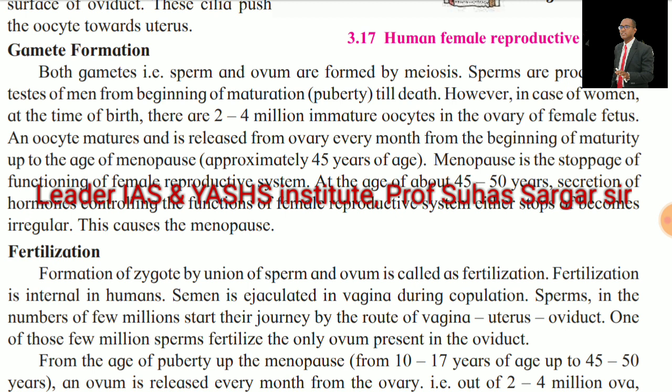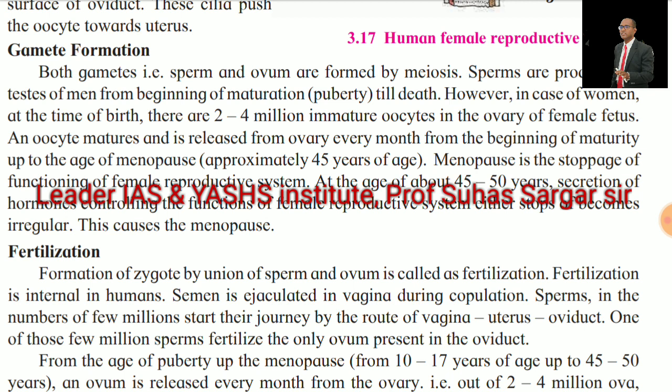Menopause is the stoppage of functioning of the female reproductive system. At the age of about 45 to 50 years, secretion of the hormones controlling the functioning of the female reproductive system either stops or becomes irregular, and this causes menopause.